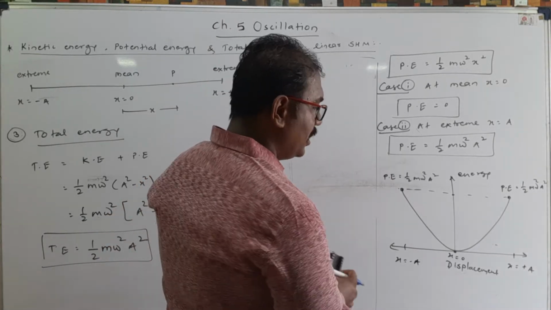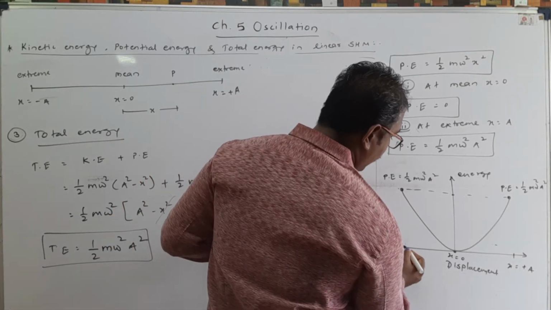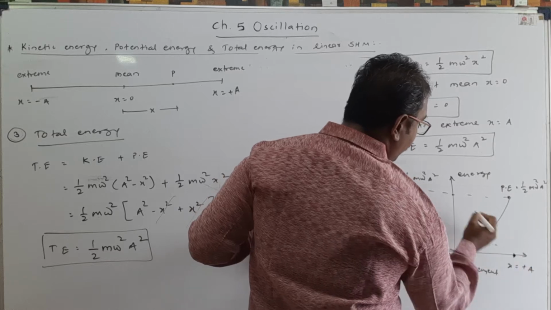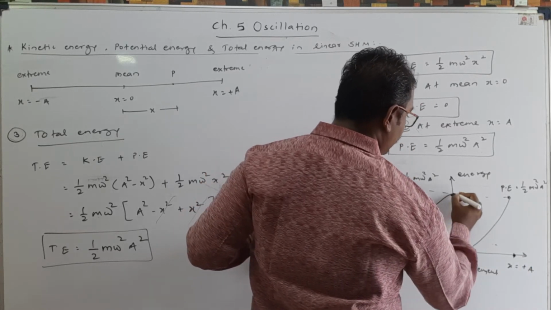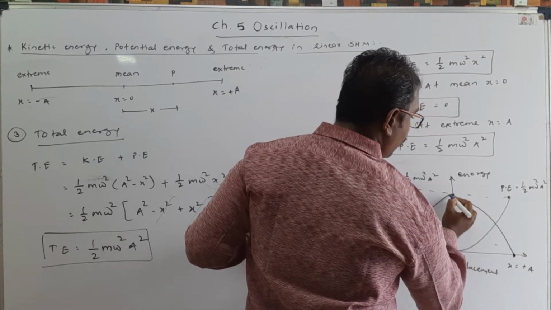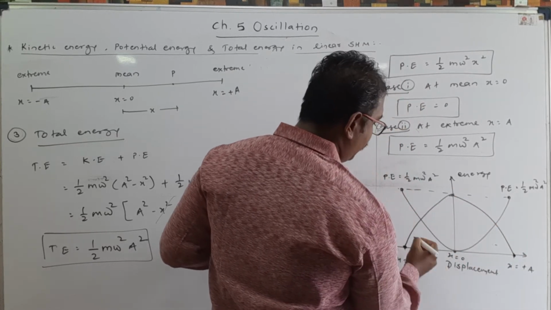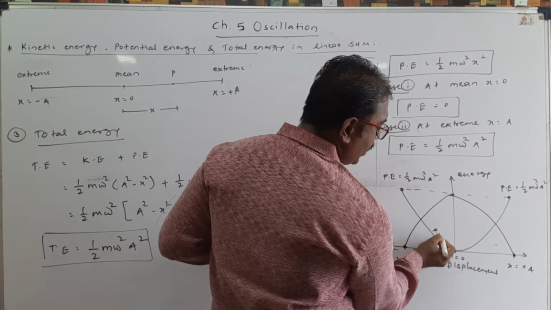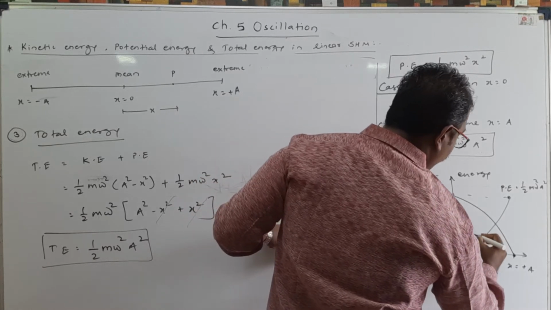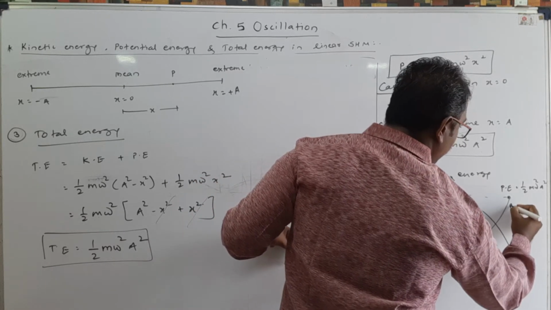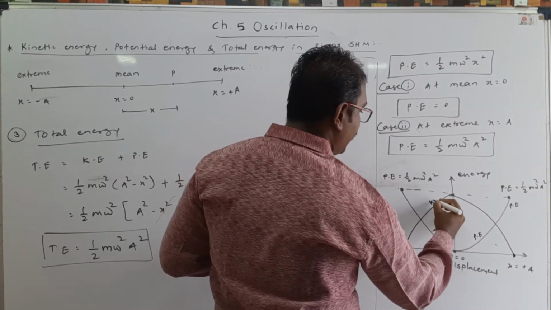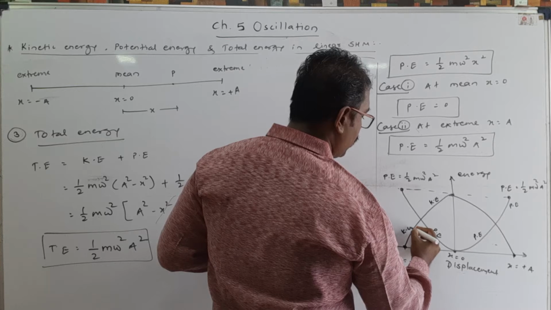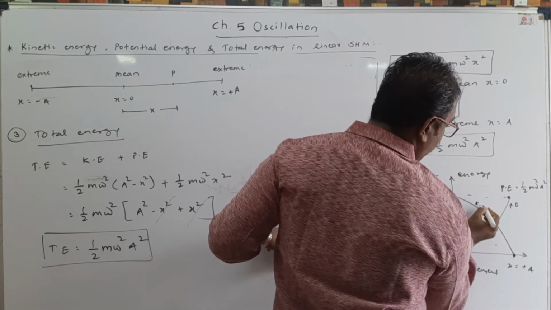Now kinetic energy, in a previous article we drew, kinetic energy is 0 at extreme and maximum at the mean position. So this is a kinetic energy graph. So let me name this. This is a potential energy graph, PE I write here, potential energy. So this is the kinetic energy graph, KE, kinetic energy.